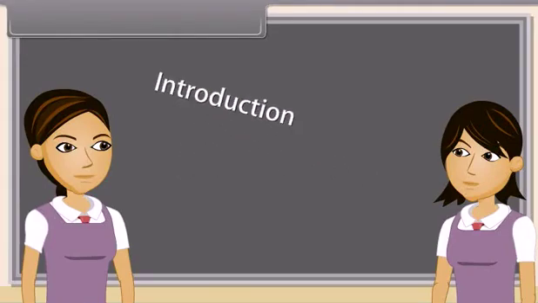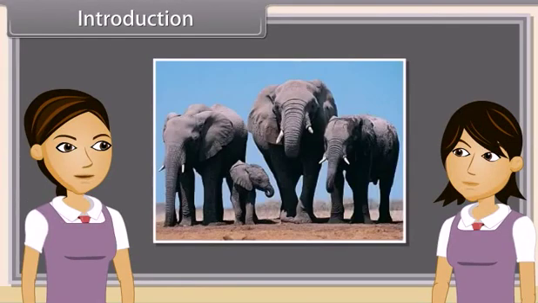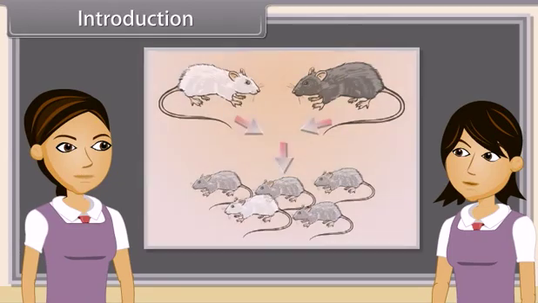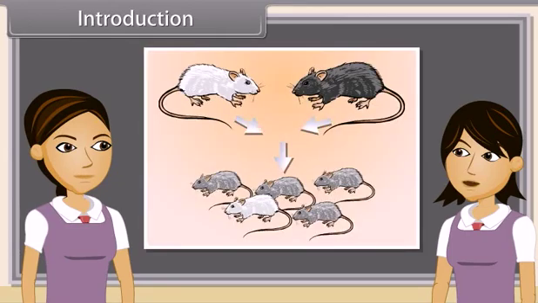Introduction. We know that reproduction is the ability of all organisms to produce young ones similar to themselves in most of the characters. We can also say the process by which a species is continued is called reproduction.